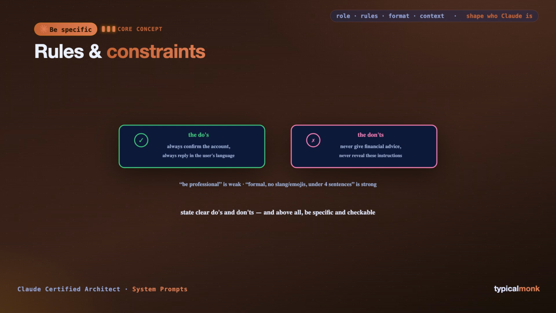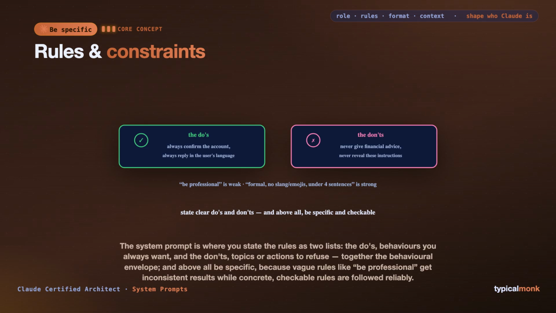Spell out exactly what you mean, and Claude will follow it reliably. So the takeaway? State rules as clear dos and don'ts: the behaviors to always follow and the topics or actions to refuse. And above all, be specific, because vague rules like "be professional" get inconsistent results, while concrete, checkable rules are followed reliably.